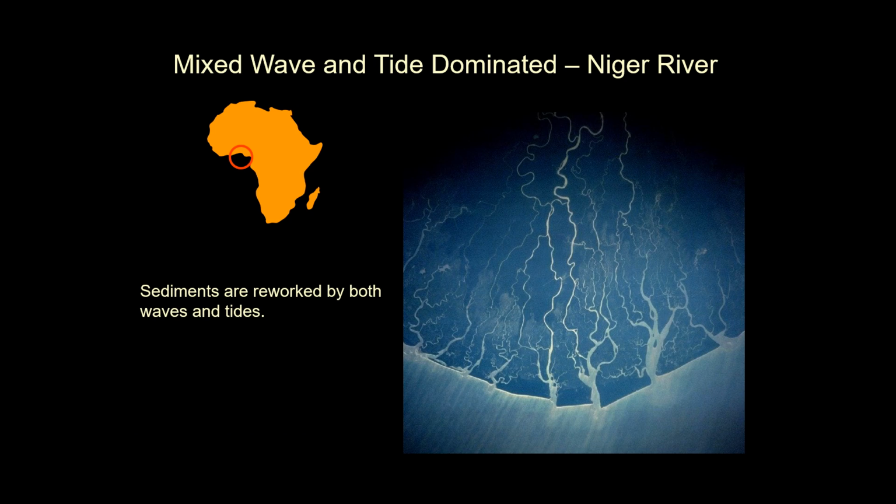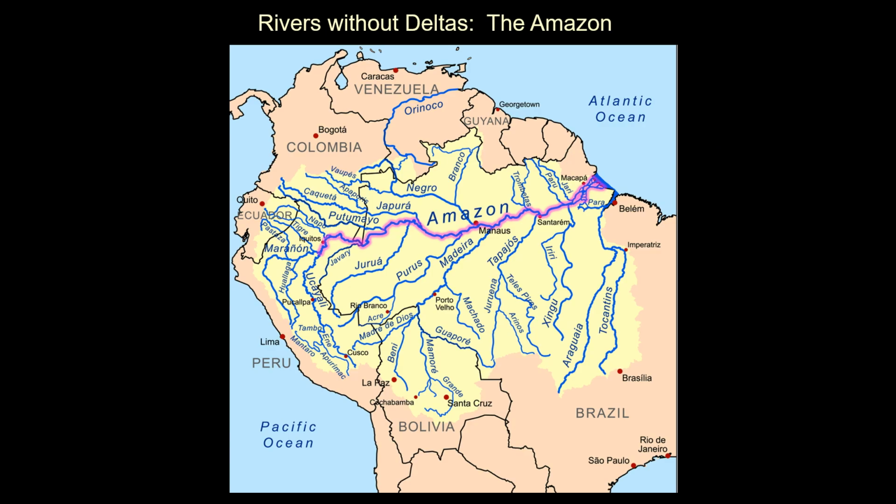Okay, there are a few rivers that are affected by both waves and tides. The Niger River in West Africa is affected by both waves and tides, so it has an unusual coastline. And finally, I wanted to end by bringing up one river that doesn't have a delta, the Amazon River. So that seems really strange. The Amazon is as big as the next several rivers put together in terms of the discharge. It's massive, and yet it has no river delta. Why? How could that be?